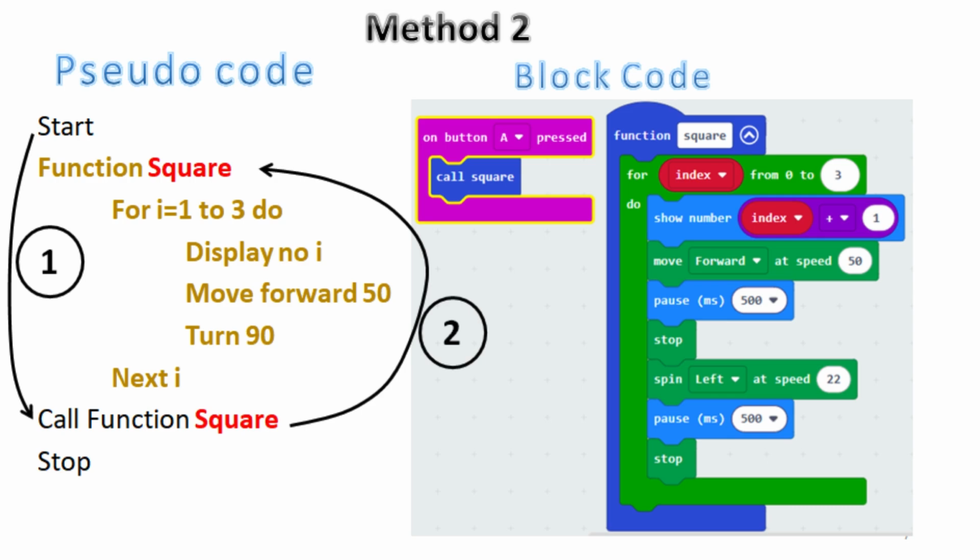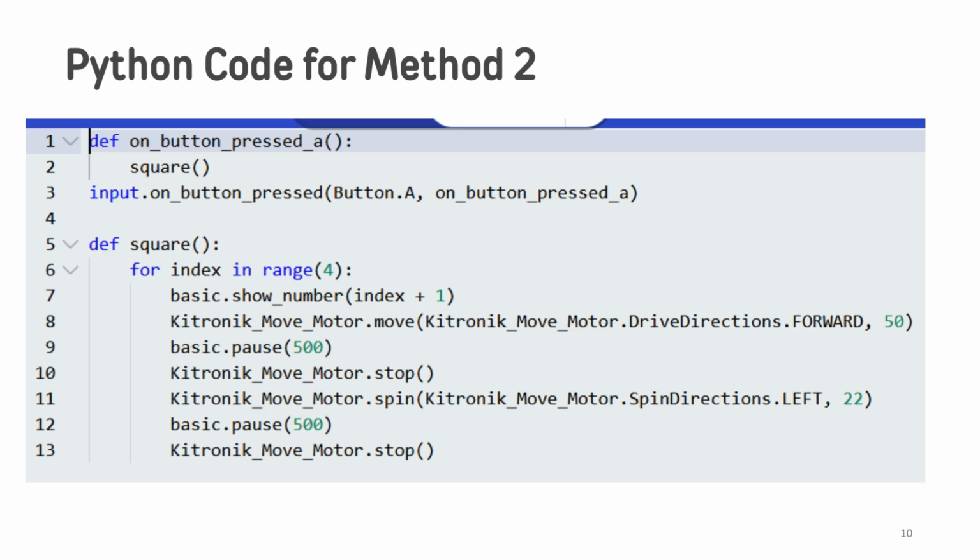This is the pseudocode and block code for method 2. In the pseudocode, after start, the function square is called as indicated in step 1. After that, the function square is called again as shown in step 2. Inside the function, a for loop is used, which eliminates the need to repeat the same steps 4 times as in method 1. This is the Python code for method 2.